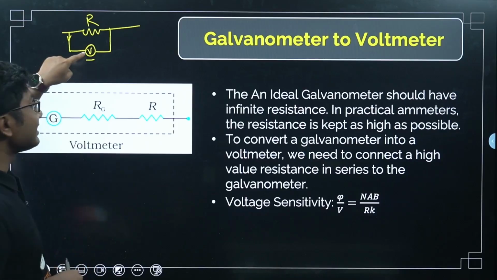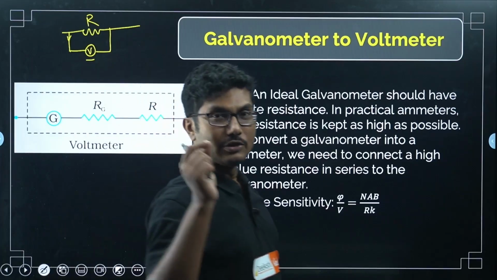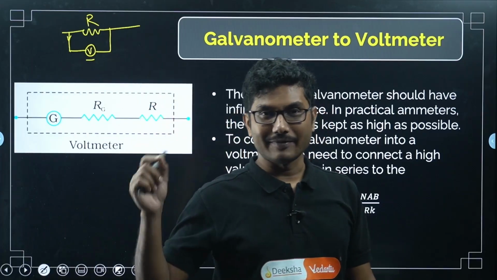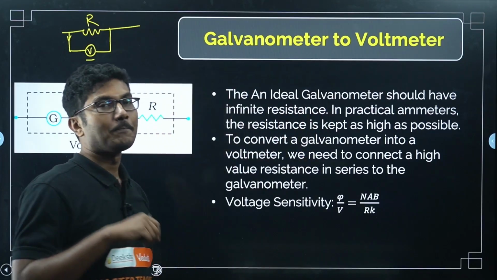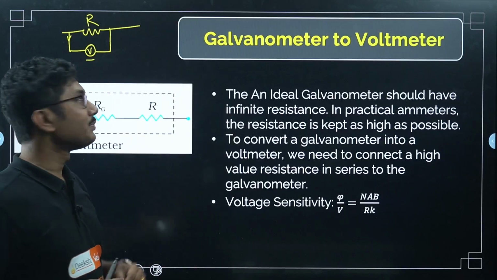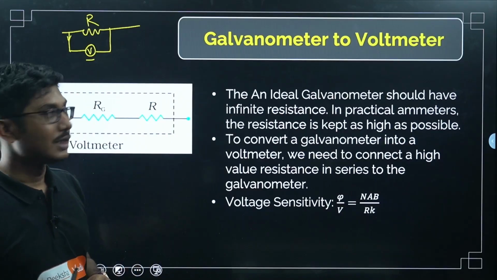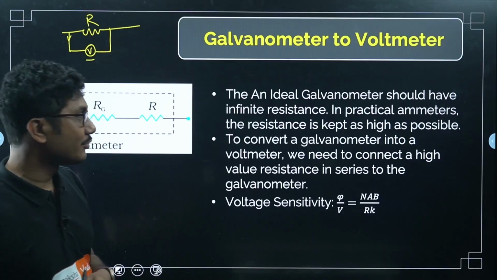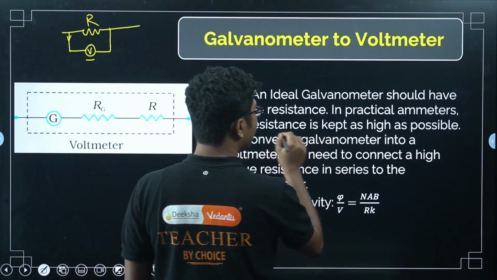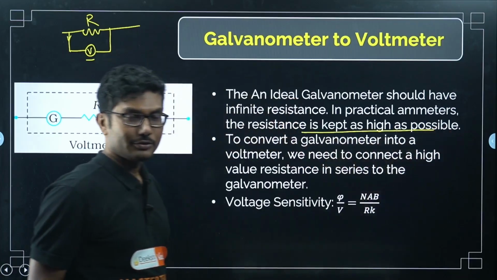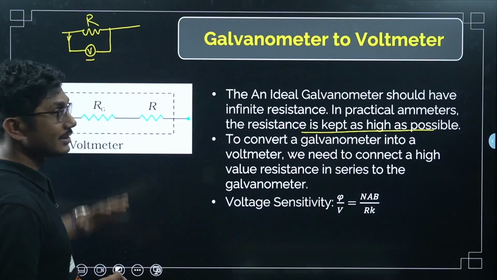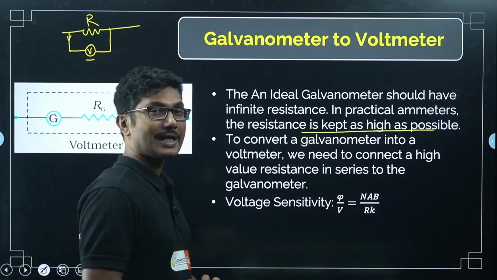So if the resistance is infinite, it will draw zero current and it will give you the correct value. But if it is drawing zero current, practically it is not possible for it to work. So in that case, what should we do? We should keep the resistance very high. Okay, so we need to keep the resistance of the voltmeter as high as possible.